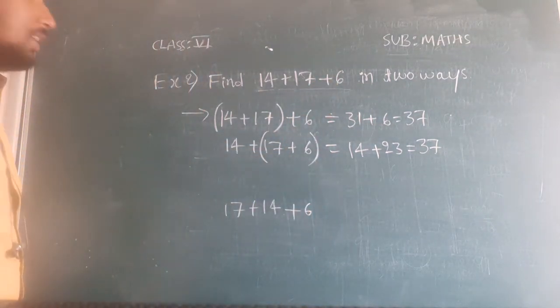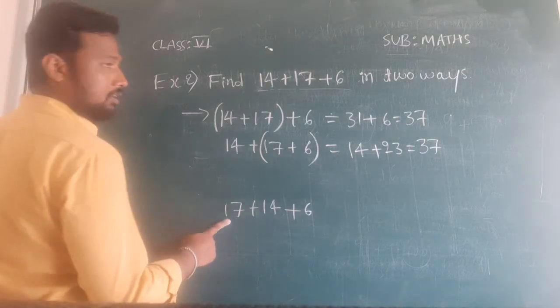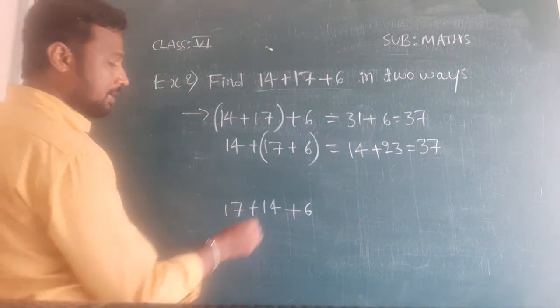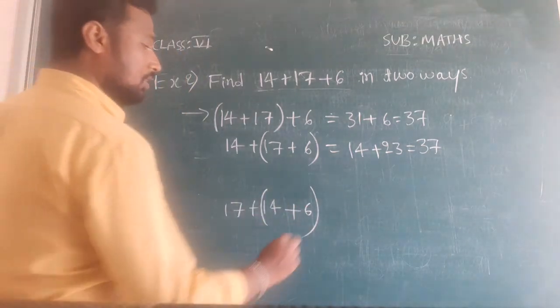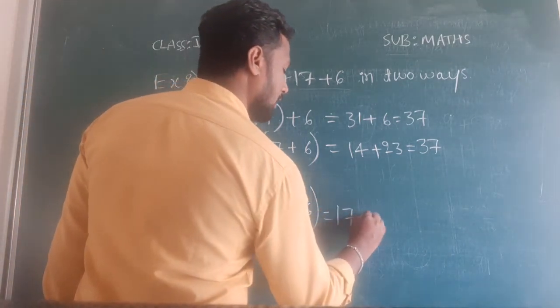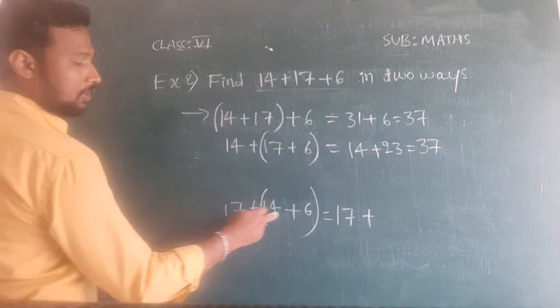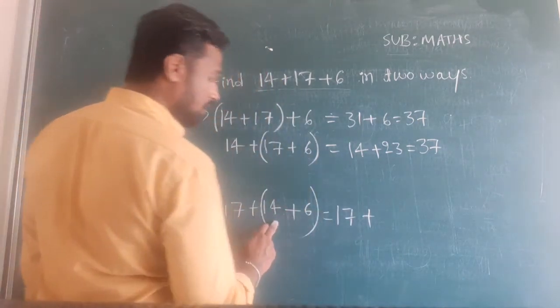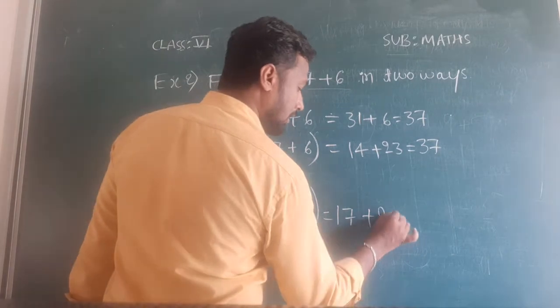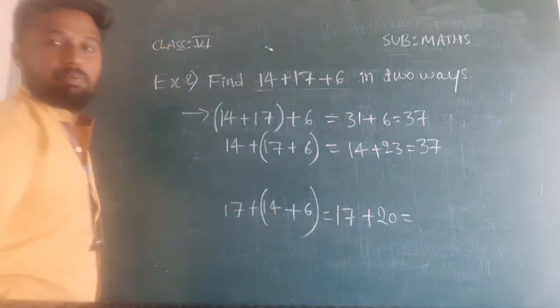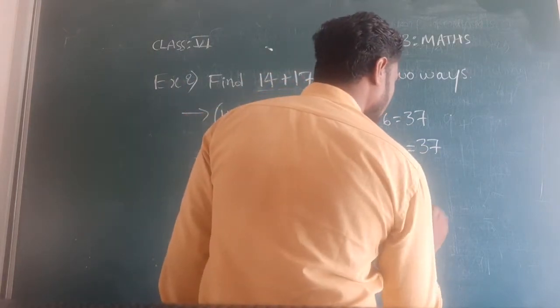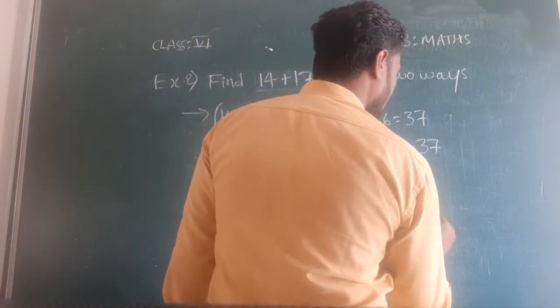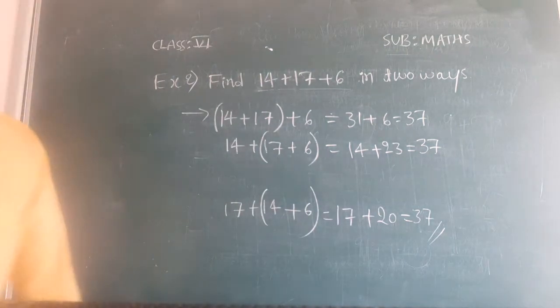Now I will apply associative property. I will leave this first term as it is only, and I will apply bracket for the remaining two terms. Now 17 I will write as it is only, and here 14 plus 6 means 20. Now 17 plus 20, what we will get? 17 plus 20 means 37. Here also we are getting the same answer.